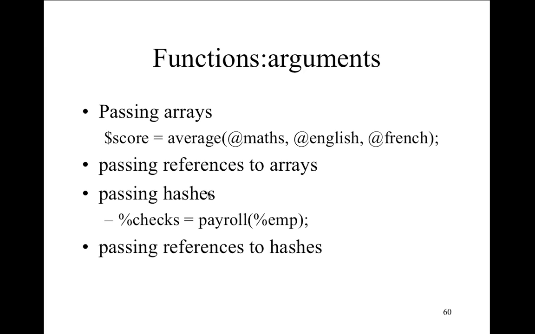Functions can also have arguments, just like function parameters or arguments. Passing arrays: we are familiar with passing arrays in C or C++. In this particular example, we can pass references to arrays or pass arrays. We can also pass hashes. So if we say scores is equal to average, this is a function call, and here are the parameters, math, English, and French, and let's say these were grades, and you're going to come up with your average grade for your score. We could pass the references to arrays, we could pass the hashes.